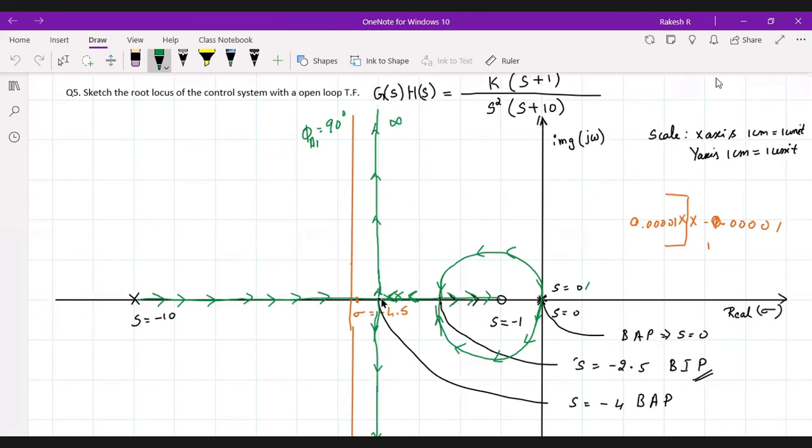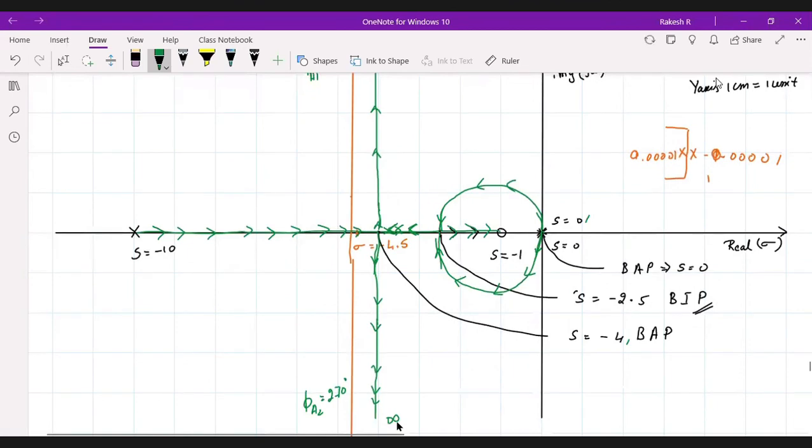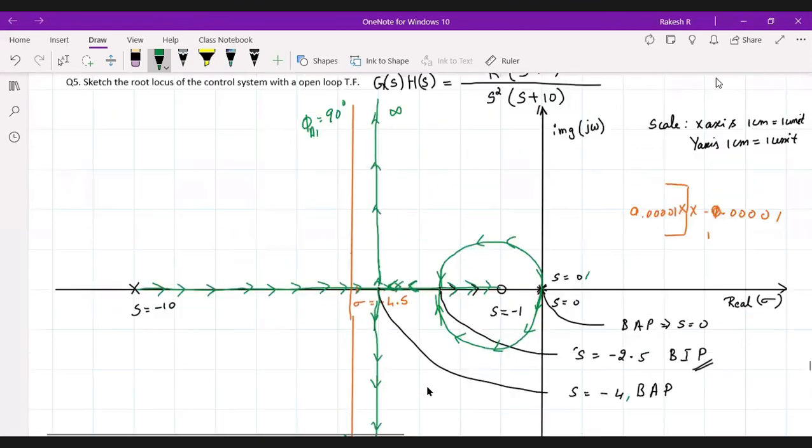It is finding one more breakaway point, that is s is equal to 4 here, and another root is coming from s is equal to minus 10. It is finding the breakaway point at s is equal to 4. So we have a breakaway point here. One root will be going through the asymptote angle at 90 degrees. Another root is coming on the asymptote angle at 270 degrees and terminates at infinity here. Right? This is what you need to draw.